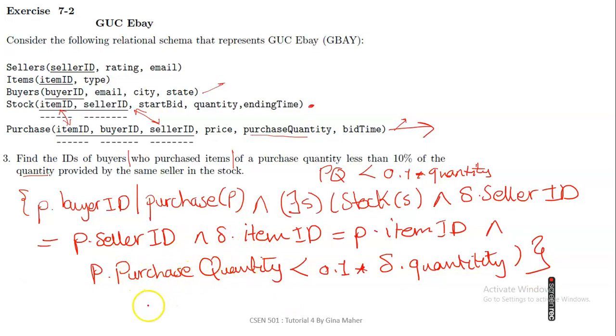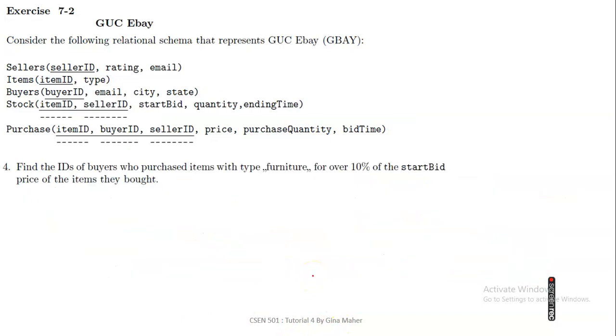Okay, let's move to another example. Find the ID of the buyers who purchased items. The ID of the buyers, we can get it from this table or this table. However, we want the buyers who purchased, which means that we are going to get it from this table. So we are going to write P dot buyer ID. Purchased items with type furniture. From where can we get the type of an item? We can get it from table items.